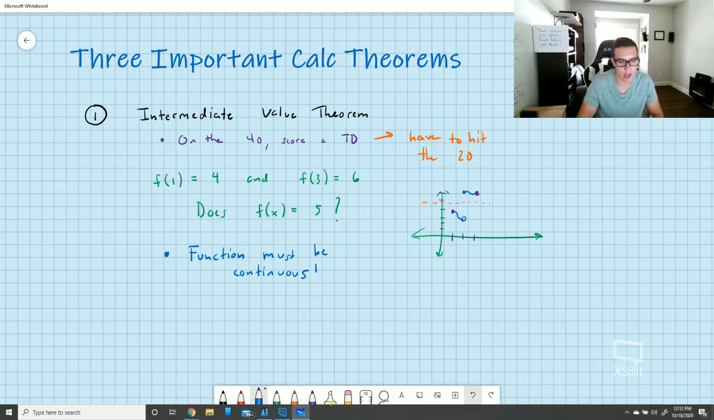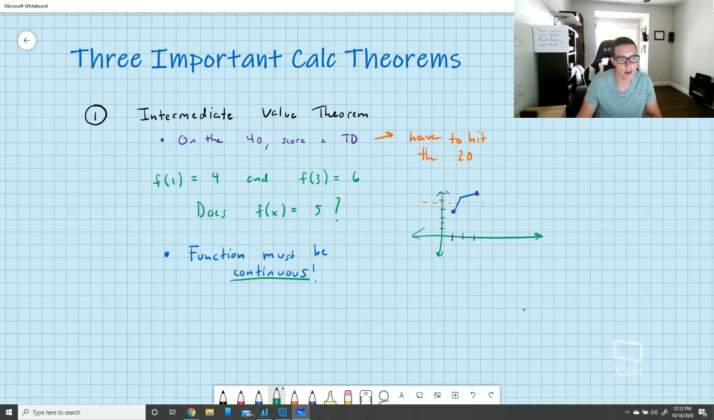The other question I asked, does the function have to be differentiable? Meaning, can there be pointy parts? Does that mess everything up? Well, if I had this point here, if you play connect the dots, even if you create a cusp, one of those pointy points of non-differentiability, it doesn't matter. Even though this is not differentiable, the intermediate value theorem still applies. So the only condition is the function has to be continuous. It does not have to be differentiable. It can have cusps, okay?